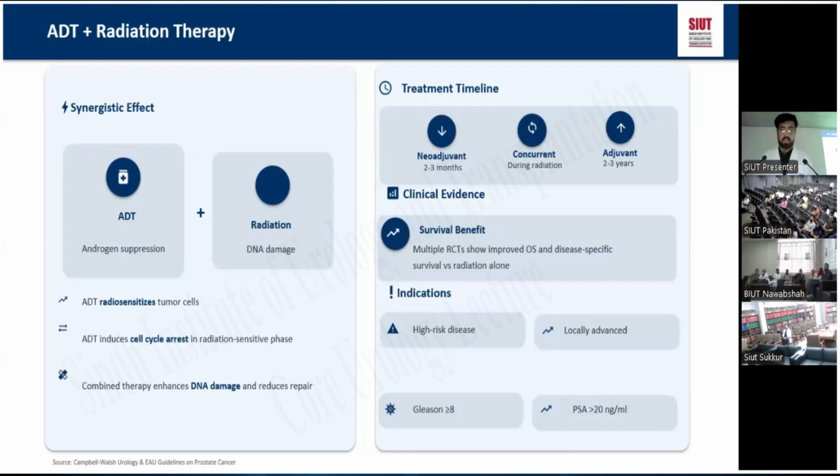So radiotherapy and androgen deprivation therapy. ADT radiosensitizes tumor cells and induces cell cycle arrest in the radiosensitive phase. The timeline is neoadjuvant, which is 2 to 3 months before radiation, concurrent during radiation, and then adjuvant 2 to 3 years after radiation. The survival benefit is improved overall survival and disease-specific survival versus radiation alone. It is indicated in high-risk disease, locally advanced, and Gleason score more than 8 or PSA more than 20.